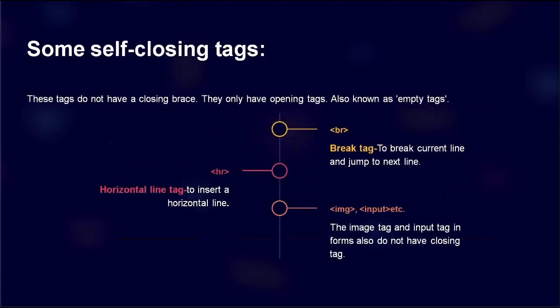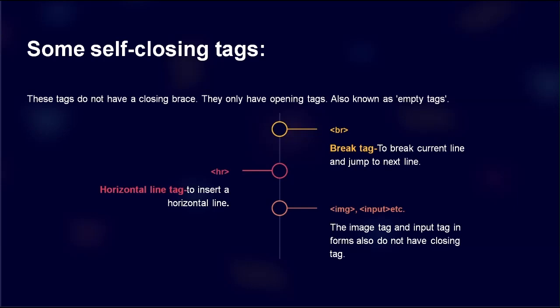Now, the important thing is that we saw the break tag and the HR tag. All the tags we used before were opening as well as closing. But the break tag, the HR tag for the horizontal line, and the image tag were open only. They were not closed. They did not have any closing tags.